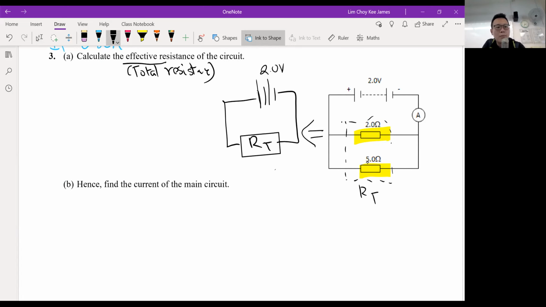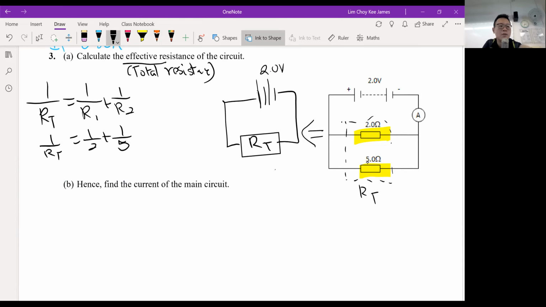For a parallel arrangement, the formula is 1 over RT, 1 over R parallel, equal to 1 over resistance 1 plus 1 over resistance 2. In this case, this will be 1 over 2 plus 1 over 5. This gives 1 over RT. After that, once you get your answer, you are going to flip it over.